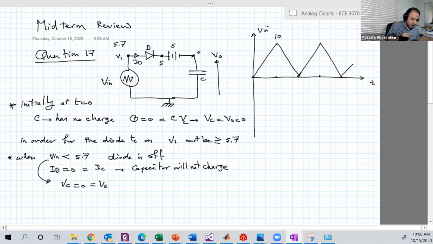So let's assume this is 5, this is 5.7. As long as V input is less than 5.7, the capacitor has 0 volt. And all these values here are less than 5.7, so the capacitor output will be 0.